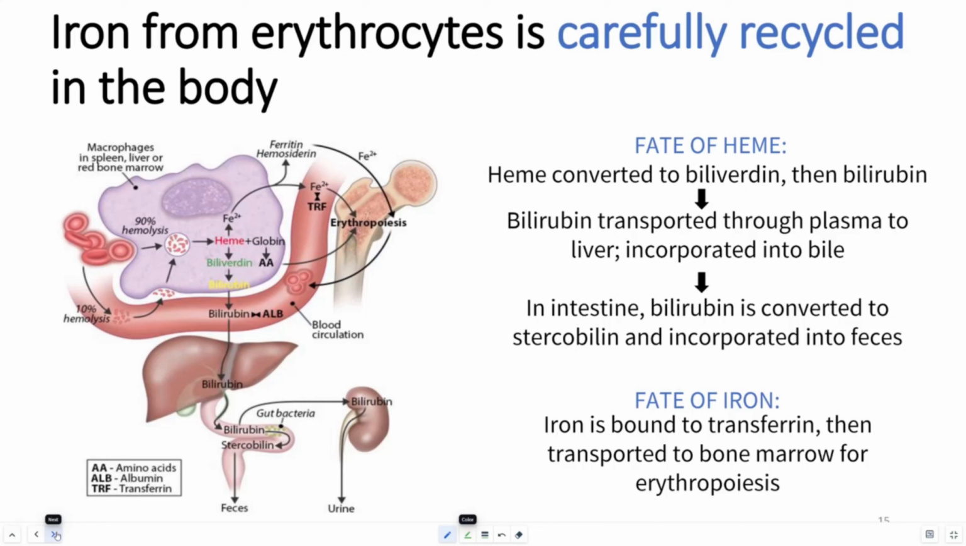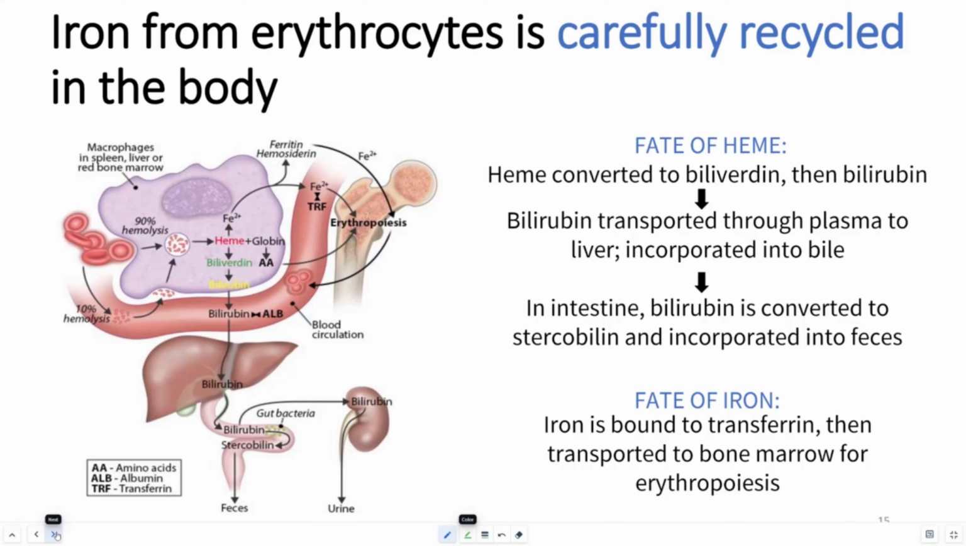Macrophages located inside our spleen and our liver are able to phagocytize and break down some of the old red blood cells. Hemoglobin is also removed from the erythrocyte, with a heme group still attached to the globin protein. That globin is then broken down into free amino acids that can be recycled in the body. The heme group does contain iron.